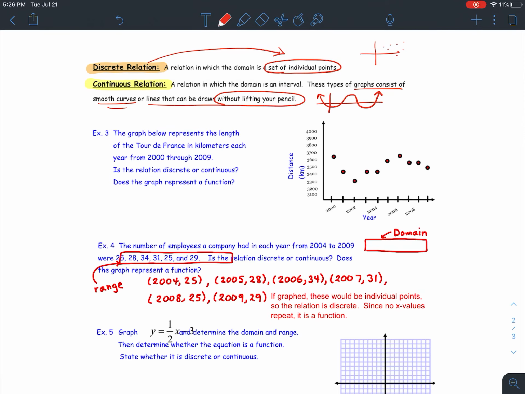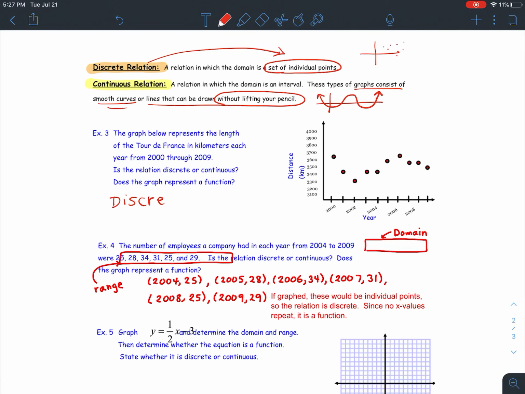On this next example 3 here, it says the graph represents the length of the Tour de France in kilometers from the year 2000 to the year 2009. It wants just to know, is that graph discrete or continuous? Well, if I were going to sketch this graph right here, I would be lifting my pencil up off the paper in order to create the next point. It wouldn't be one smooth, continuous graph where these are connected. So I'm going to call this discrete.